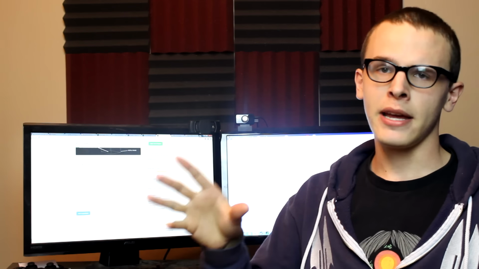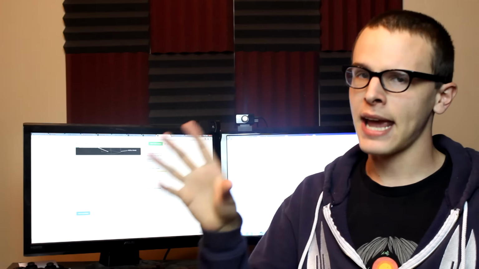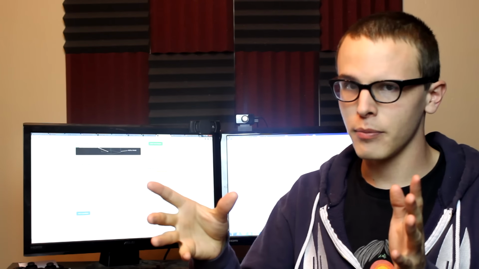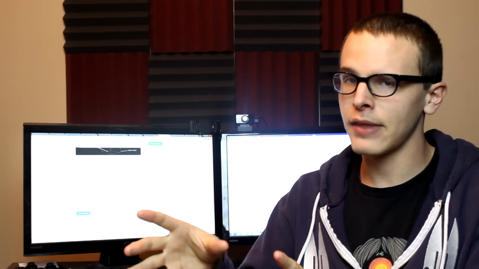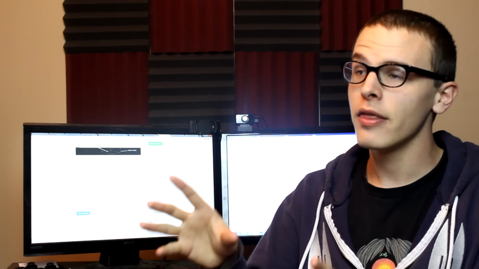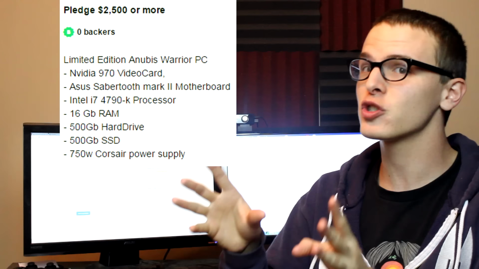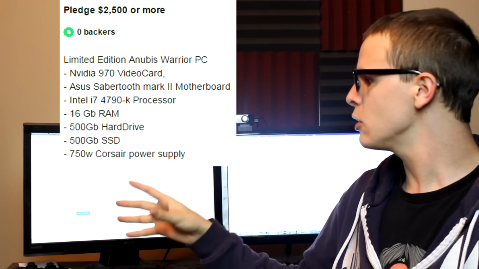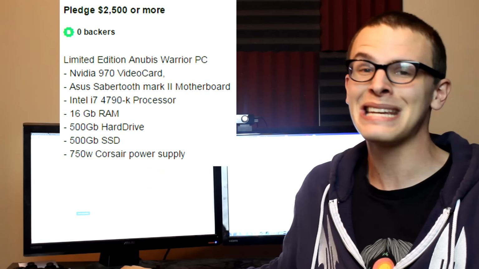Just so we're on the same page, that is $300 for a case. Just the shell of the computer. No computer components inside of that. They're not building you a computer. They do have that as a pledge, though. If you pledge $2,500, then you can get a custom-built computer by Team Anubis.